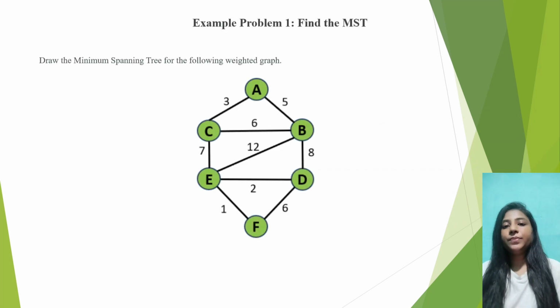Now we are going to example problem 1. Let's solve our first example. Step 1, remove self-loops and parallel edges. In this example, there are no self-loops or parallel edges. Then we go to step 2, sort edges by weight. Step 3, start adding edges. Add the smallest edge and check for a cycle. If no cycle, keep it. Repeat until we have V-1 edges.